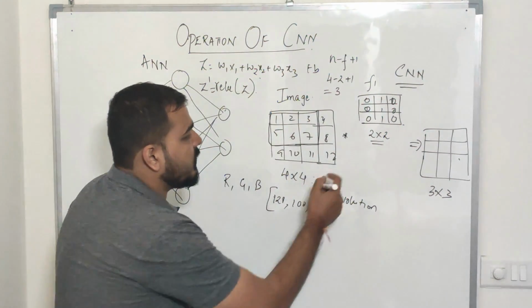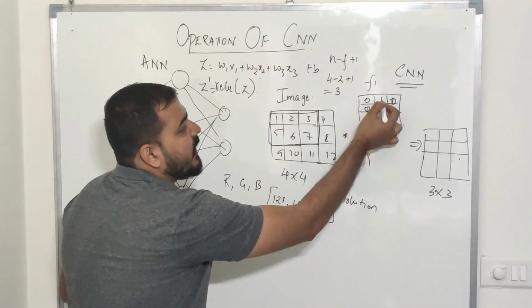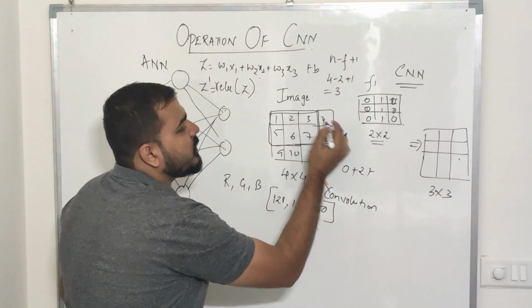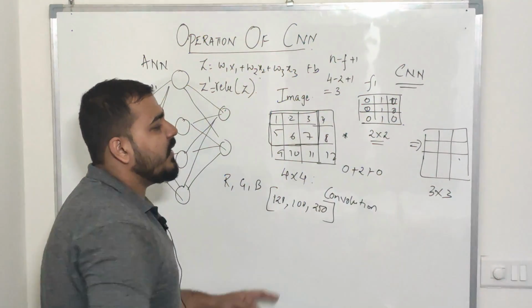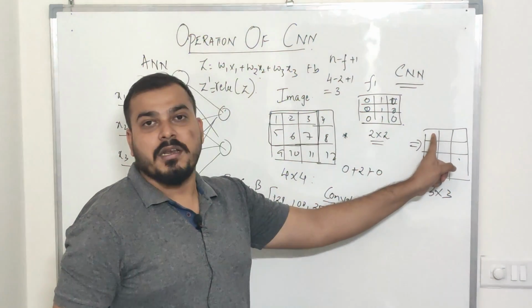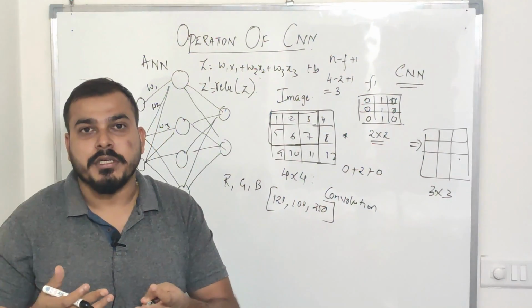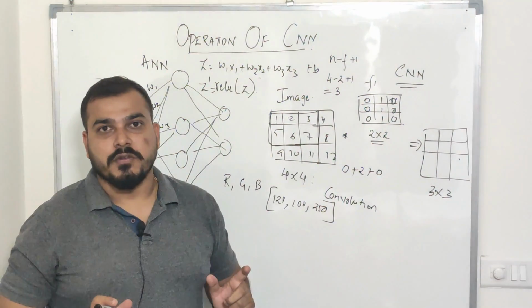Suppose 0 into 1 is 0. Then in the second field, 1 into 2 is 2. In the third field, 0 into 3 is 0. And like this, all the addition will happen, and finally you'll be getting the value for this particular field. Similarly, this operation will happen, and that usually happens in convolution. I have discussed this in my previous videos also.